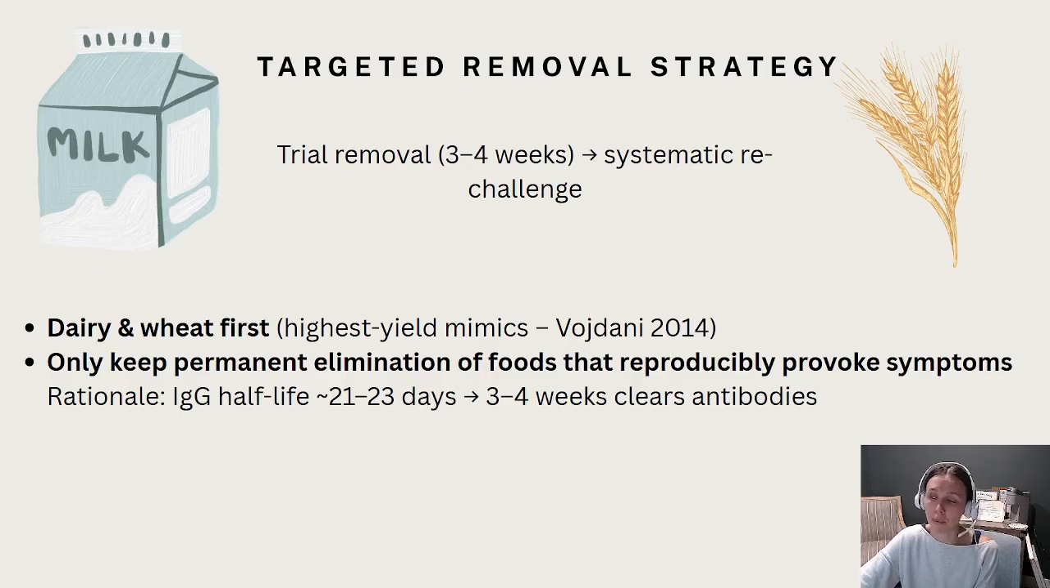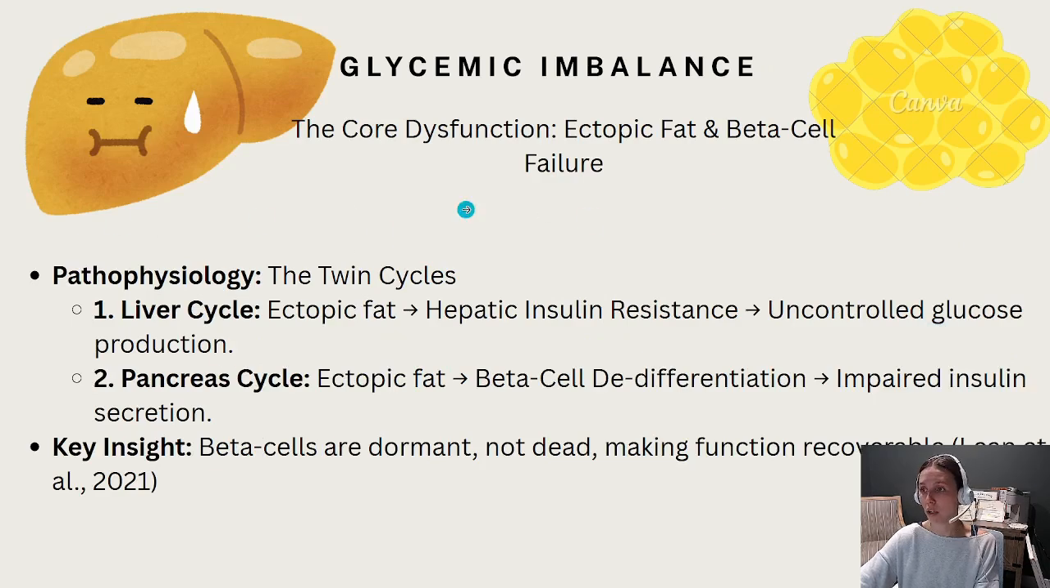So we're going to start by trialing dairy and wheat removal first for those 3 to 4 weeks, because they are the highest yield mimics across multiple autoimmune diseases. And then we're going to strategically reintroduce these foods to see if we can provoke any symptoms. And then if they continue to cause symptoms, then we would eliminate them from the diet for as long as we need, while focusing on healing the gut and the microbiome.